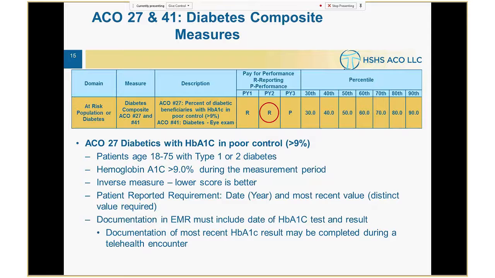As far as patient reported, they can actually tell you the date and year and the most recent value, but it must be a distinct value. So it has to be an 8.0 or whatever the score is. They can't say normal or abnormal. And then this would have to be documented in the EMR so that we could show CMS that it was in there. Again, documentation in the EMR must include the date of the hemoglobin A1C test and the results. Documentation of the most recent hemoglobin A1C result can be completed during a telehealth encounter.